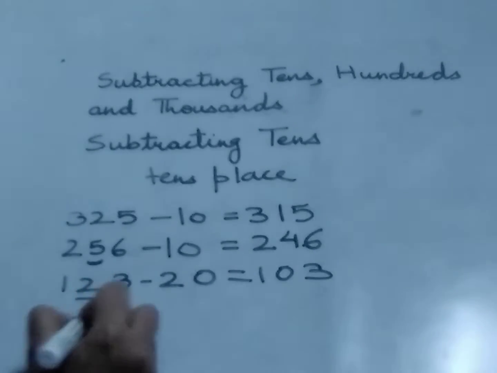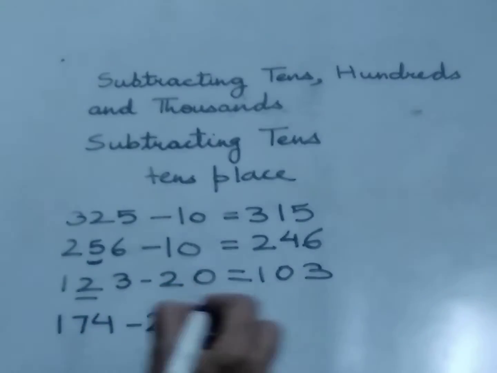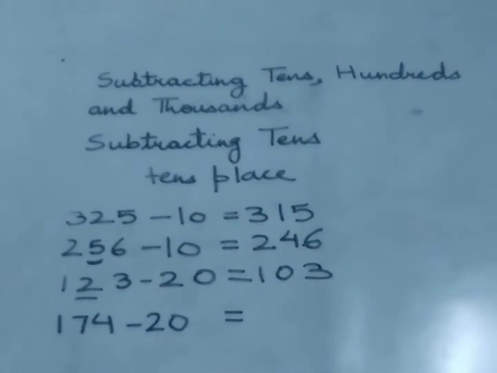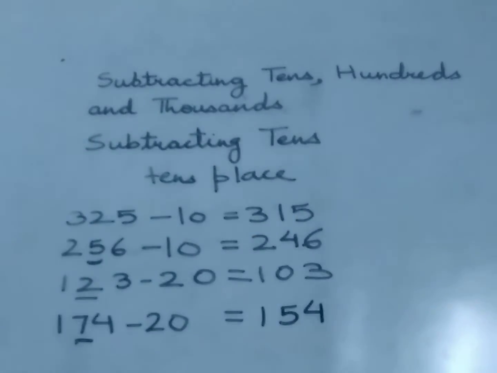Another number is 174. When subtracted by 20, again decrease the tens digit. This is your tens digit. Decrease it by 2. So 7 minus 2 gives 5. 154 you get.